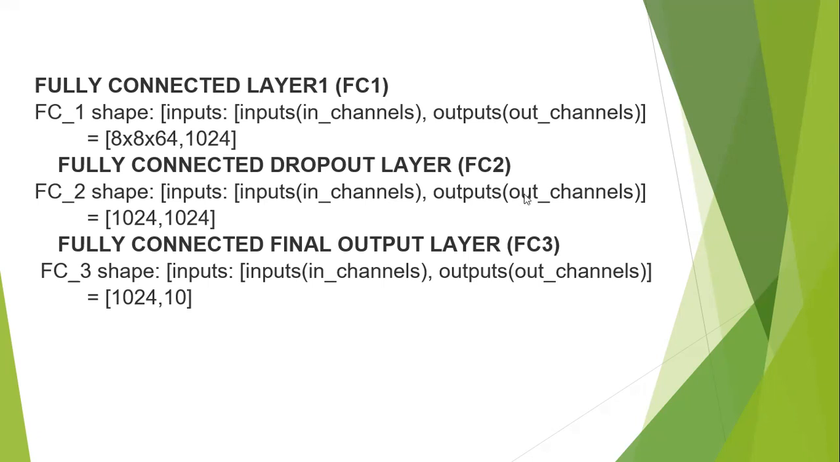The third and final fully connected layer is the output layer. This acts as a classifier to map and output the final features into 10 different classes based on this one hot encoding. For this image dataset we have 10 different classes. So here is the output channel, which is 10 for these 10 classes.